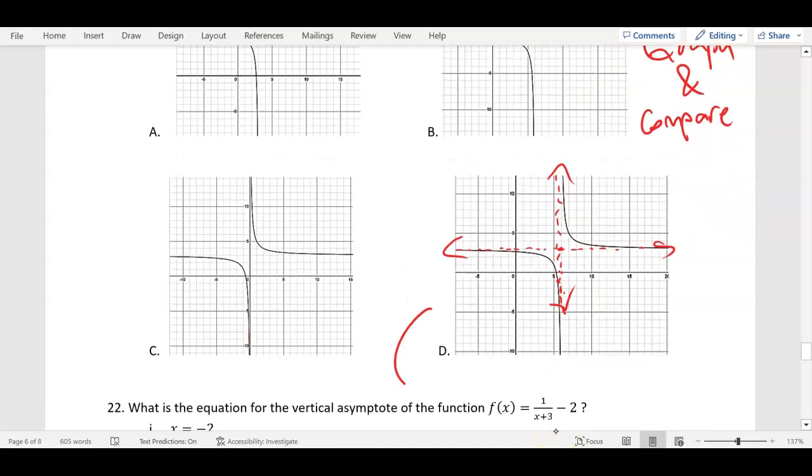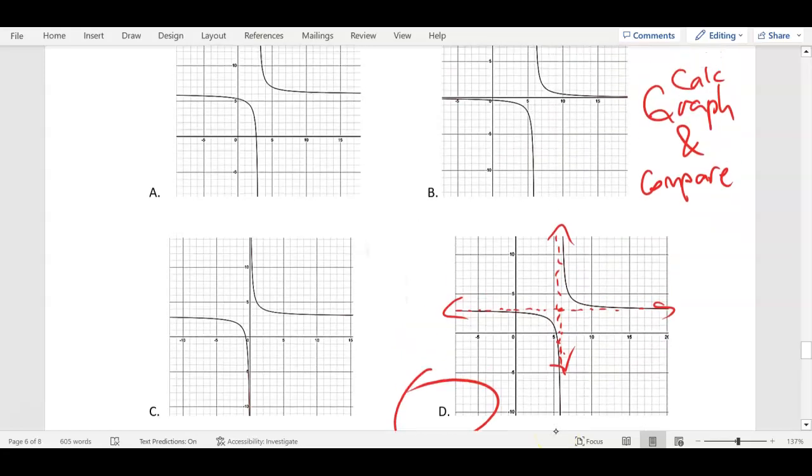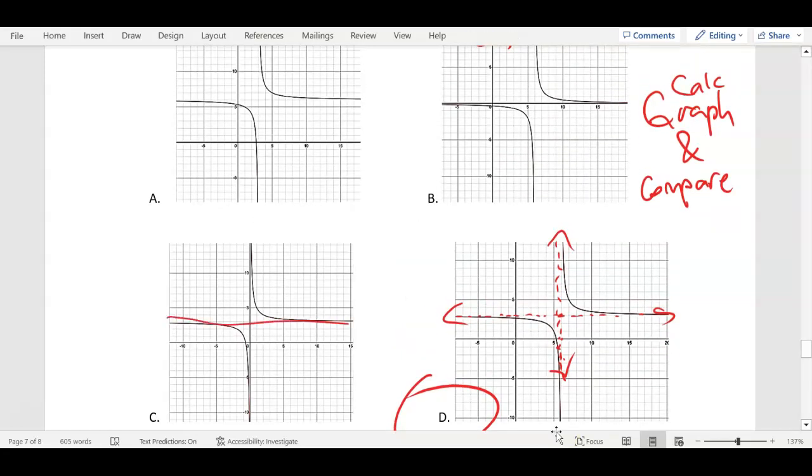And the answer would be letter D, okay? C only goes up 3. B only goes right 6. And then A goes right 3, up 6, which has got the numbers mixed up. Okay.